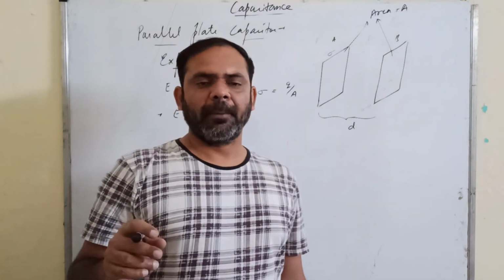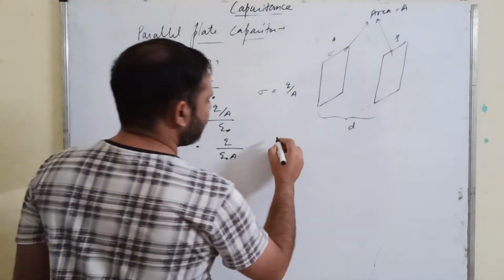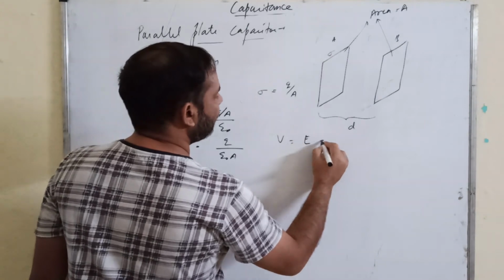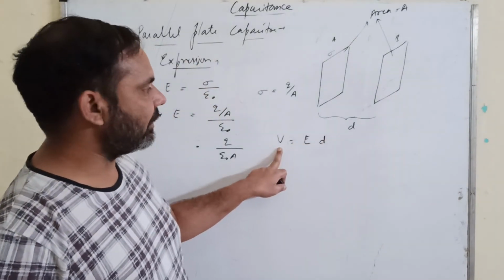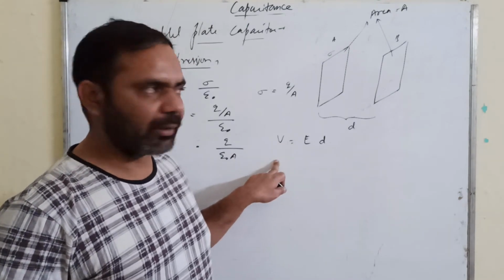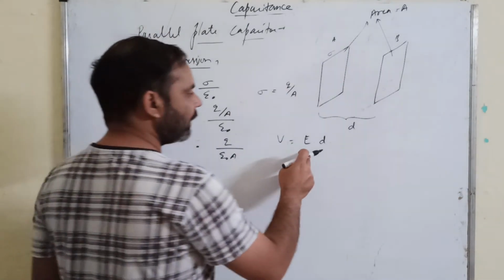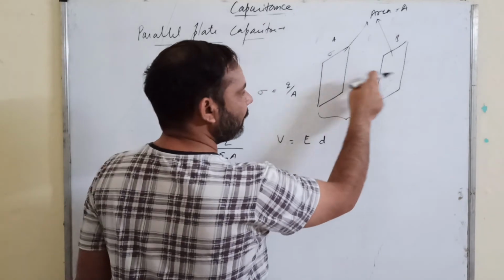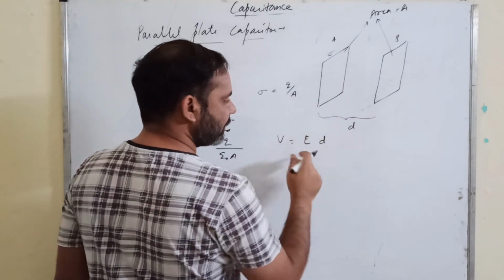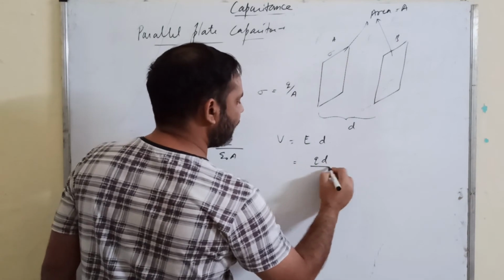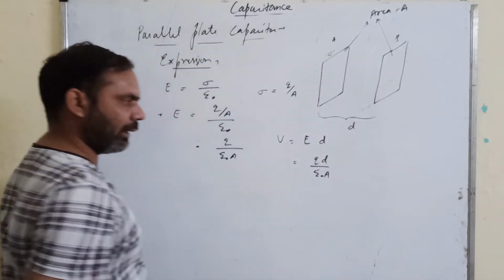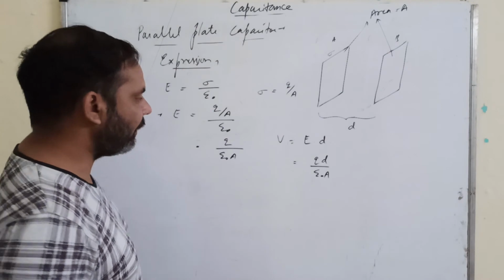Now the potential difference V is equal to E into D. So the potential difference between the plates is the electric field between the plates multiplied by the gap between the plates, which is equal to D. Now E is equal to this value, so V is QD upon epsilon naught A.